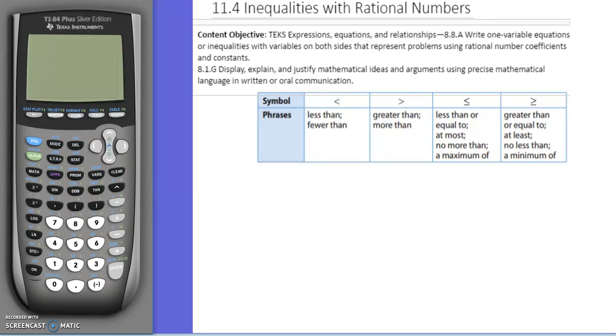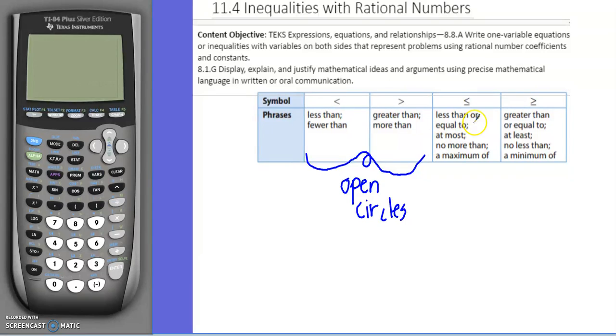Inequalities with rational numbers. Remember, we have the symbols less than and fewer than. We also have greater than or more than. These are both open circles when we graph them on a number line.